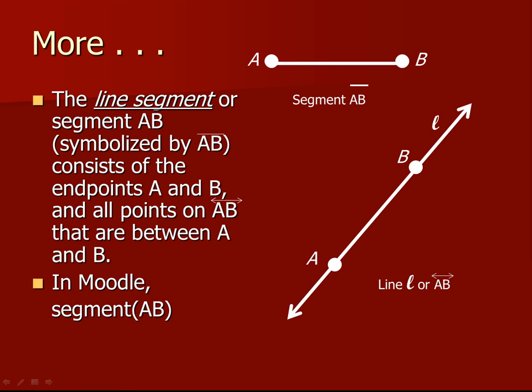Line segment, just a few more definitions. A line segment is just a piece of a line, right? It's got endpoints where it stops. So this one is defined by its 2 endpoints. We call this line segment AB, and we'd write it with AB with a line over the top, but now there are no arrows on the line. That means it's a segment and not a line, right? In Moodle, we would just write it as the word segment followed by the endpoints in parentheses, AB.